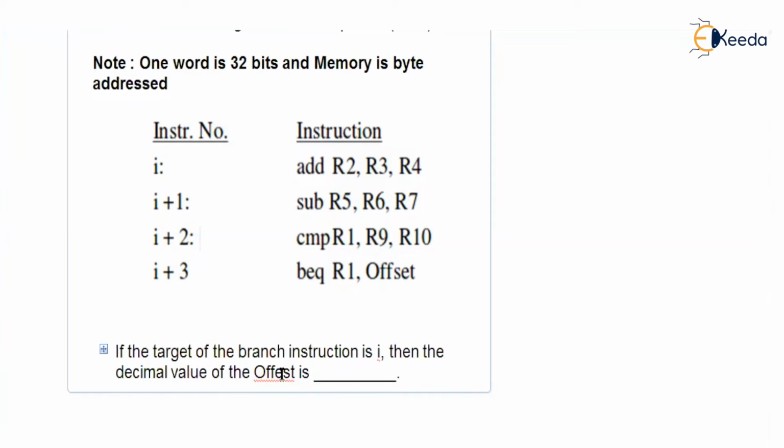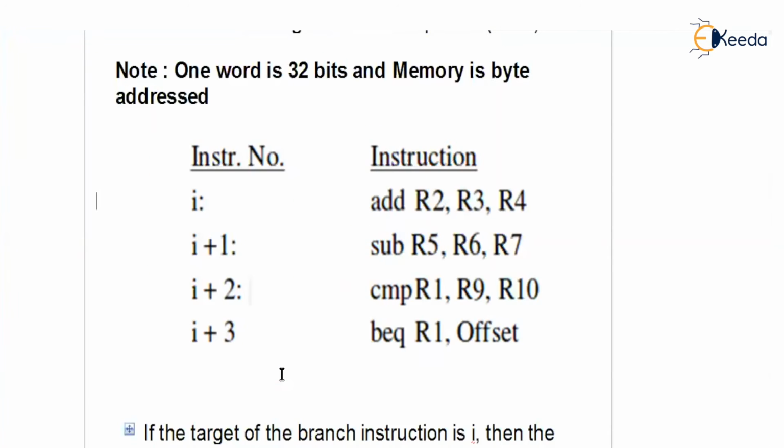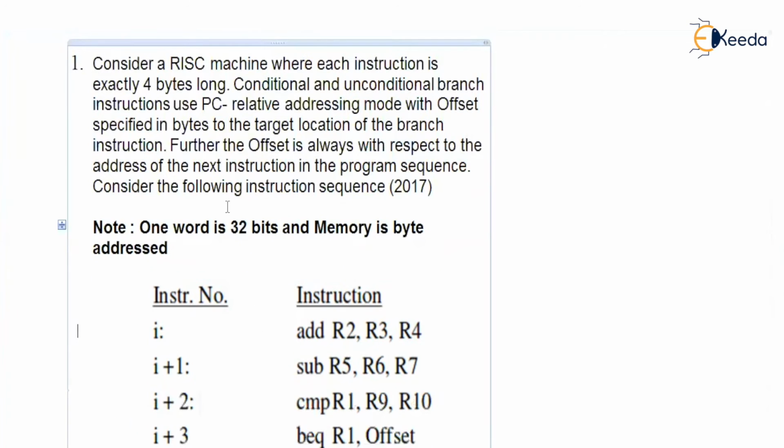Okay. So now let us understand this question completely. Here he is talking about a RISC architecture, and the designer of the question stated that one instruction is 4 bytes. Of course, in RISC, one word is 32 bits, meaning 4 bytes. And memory is byte addressed. You know what is byte addressable? In 32 bit, one word is equal to 32 bits, which is equal to 4 bytes. So each byte will be given an address. So one word will be equal to 4 addresses.